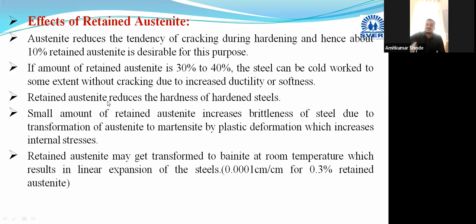Now, to avoid this reduction in hardness, some increase in brittleness, or some change in the linear expansion of that steel material, the elimination of this retained austenite is very necessary. And the elimination of this retained austenite is done in three different ways.